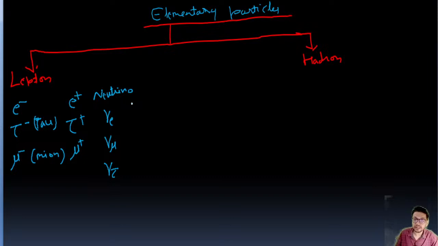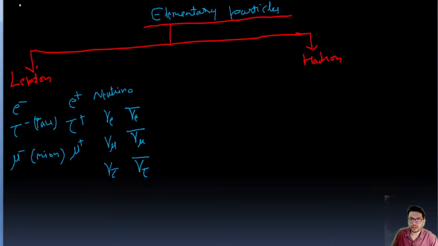And their antiparticles are there also. Antiparticles are denoted by a bar. Okay, so nu e bar, this is an antiparticle, and nu mu bar and nu tau bar. So these are antiparticles. These are leptons, guys. You need to note down and memorize, guys. Okay, because by this chart you will be able to solve all the questions of particle physics. This chart is very important.